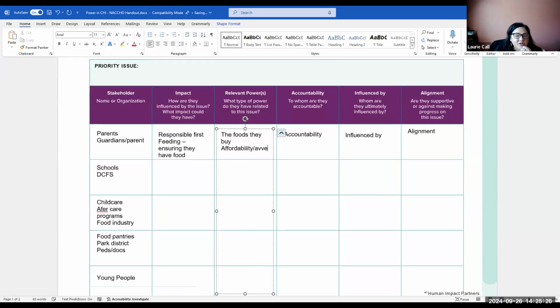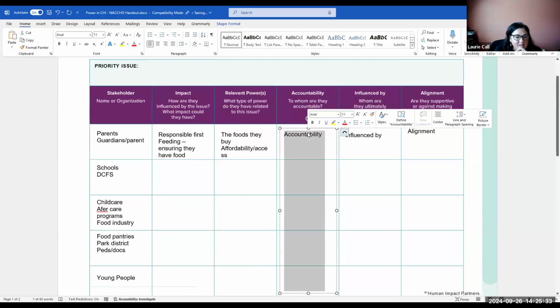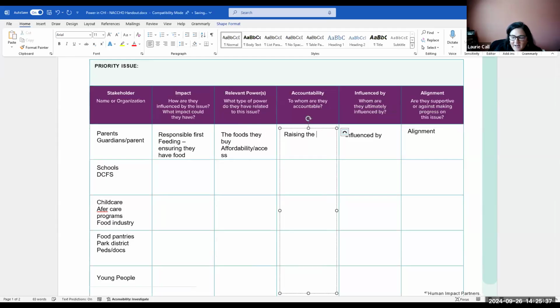To whom are they accountable? Who are the kids accountable to? They also live with kids, and they're instilling habits on the kids. Parents have a lot of power to choose in the home, but they often don't have a lot of control over what the school provides. So they're accountable to their kids.